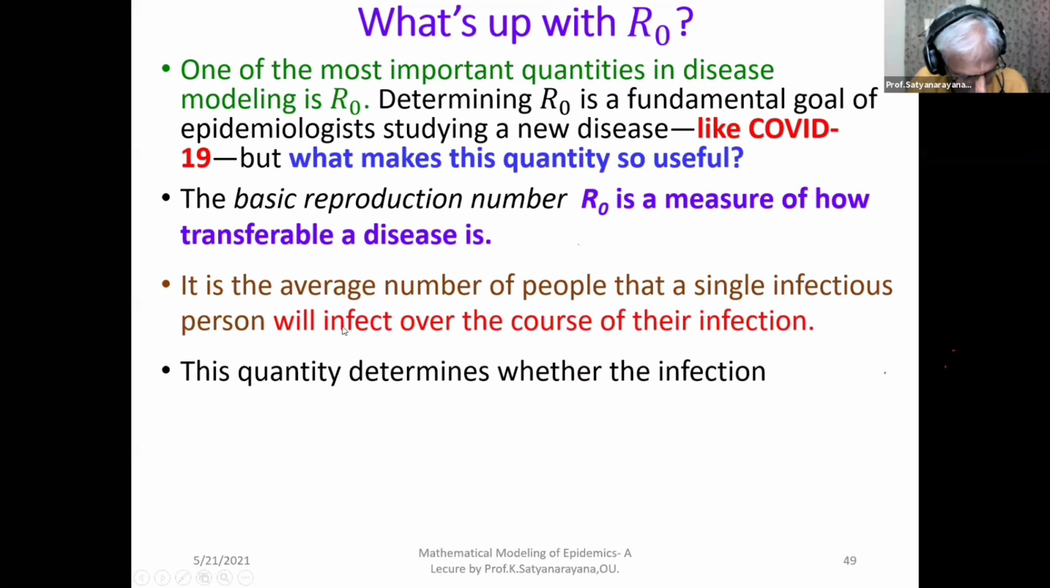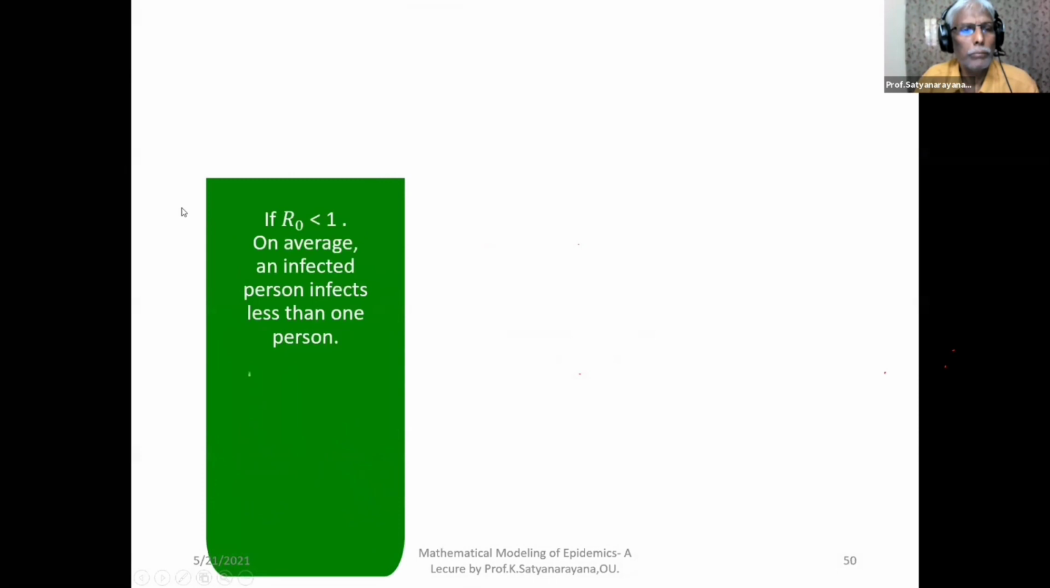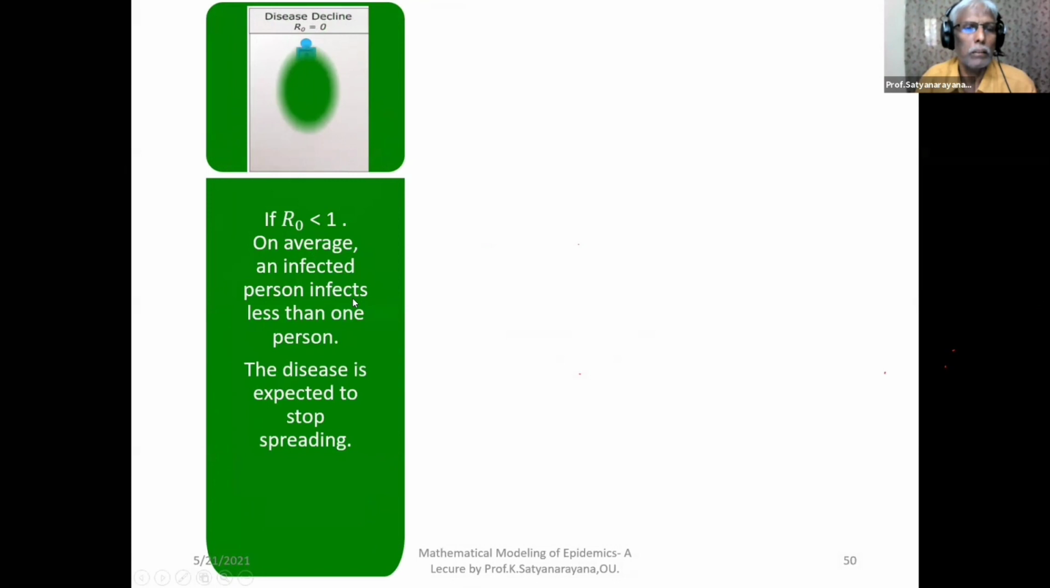This quantity determines whether the infection will die out, remain constant, or spread exponentially, as shown now. Suppose R naught is less than one. On average, an infected person infects less than one person, so the disease is expected to stop spreading. The disease will die out.